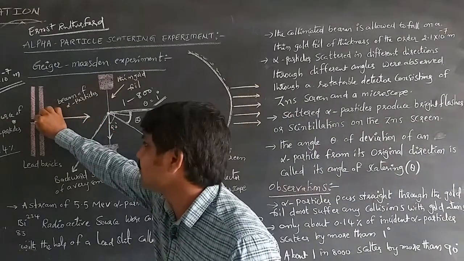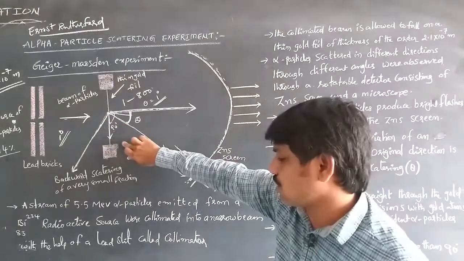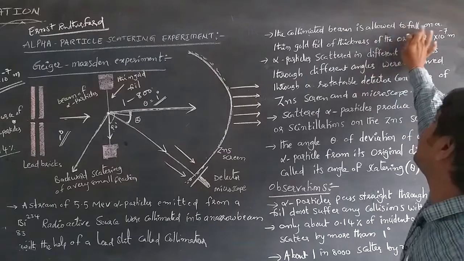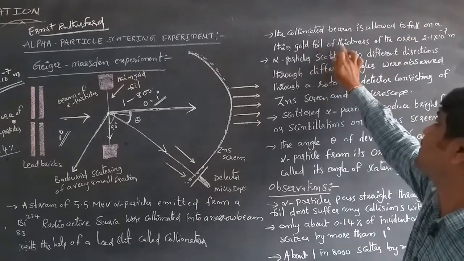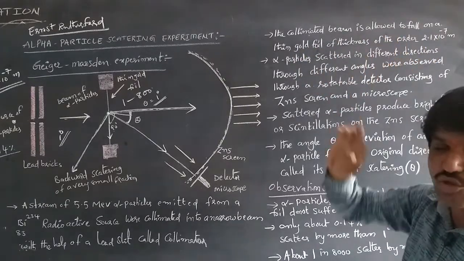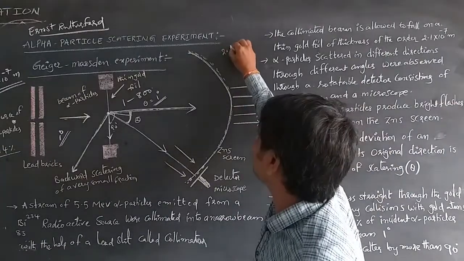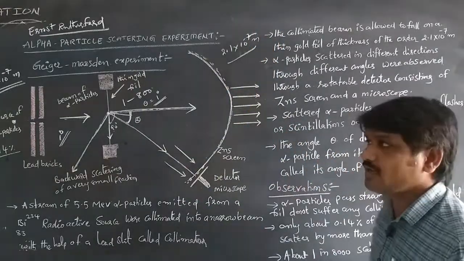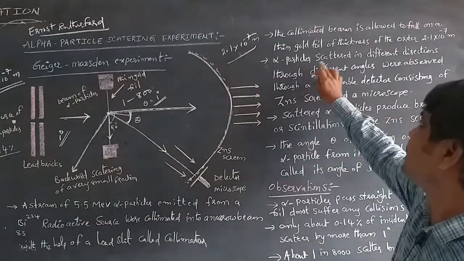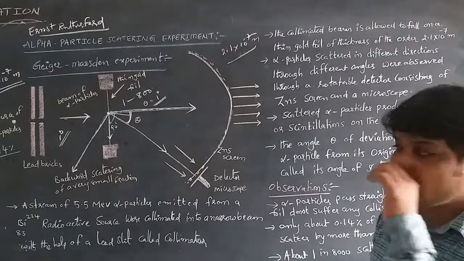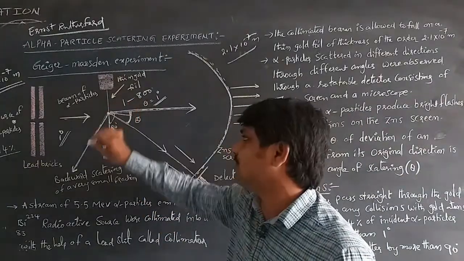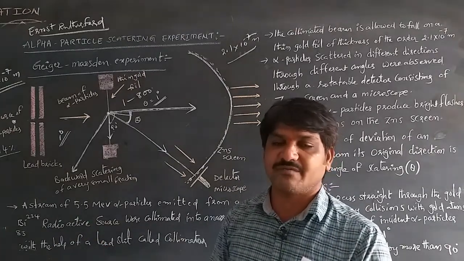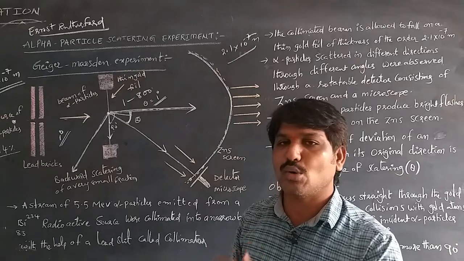This is the lead slit, and the beam of alpha particles is incident on the gold foil. The collimated beam is allowed to fall on a thin gold foil of thickness 2.1 x 10^-7 meters. Here the alpha particles are scattered in different directions: whenever the alpha particles are incident on the gold foil, they are scattered in different directions, making an angle with the original direction.